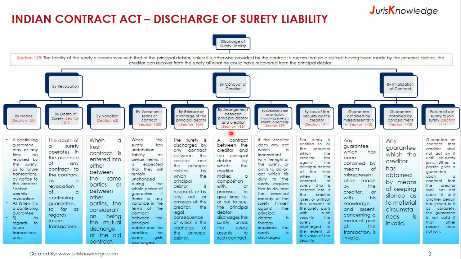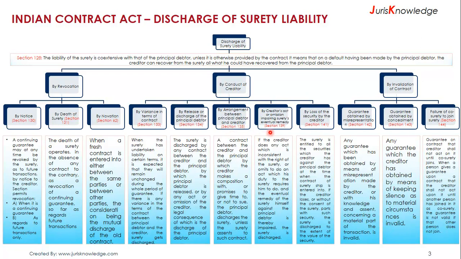By arrangement between principal debtor and the creditor, as per Section 135, a contract between the creditor and the principal debtor by which the creditor makes a composition with, or promises to give time to, or not to sue the principal debtor discharges the surety, unless the surety assents to such contracts.